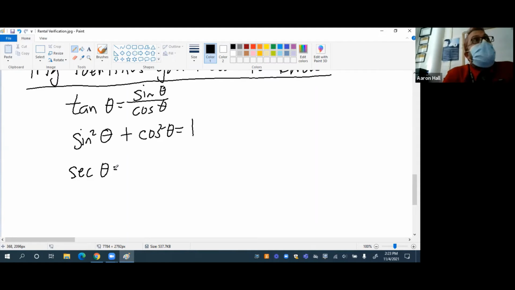Anybody remember this? The reciprocal identities? It's 1 over what? 1 over sine of theta. Now, one thing I want you to remember when it comes to the reciprocal identities is that the letter that the reciprocal identity is will never be the same. It's cosine. Yeah, this one is cosine.